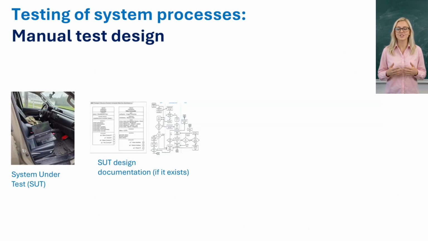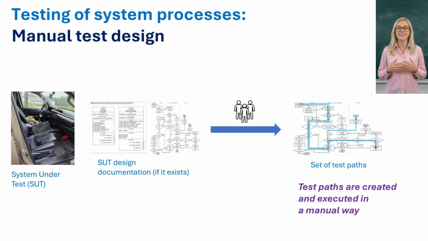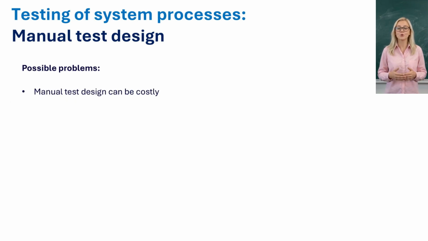The first option to create the test paths is a manual one. First, the test analyst reads and tries to understand the design documentation of the system, if it exists, of course. This documentation could be a written description or schemas, UML typically. Then, the analyst identifies test paths in the system. This manual way of doing test design can have several drawbacks. For instance, it takes time, and time means money.